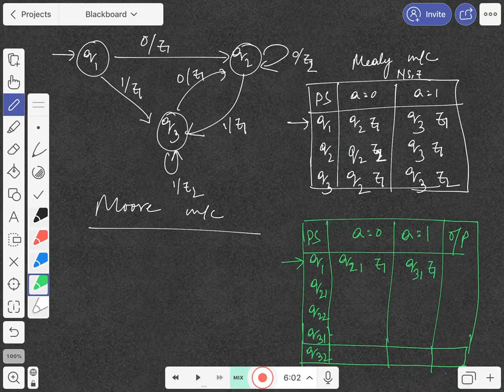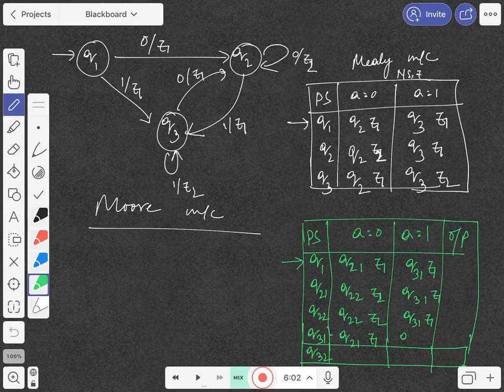Now for Q21, it should be Q22 Z2, and this one is Q31 Z1. This one is also Q22 Z2. This one is Q31 Z1. For Q31, this one is Q21 Z1, and this one is Q32 Z2. This one is again the same, Q21 Z1, Q32 Z2. It becomes a little bit clumsy, but I have to check what the output is, and based on this, I will change the state only.